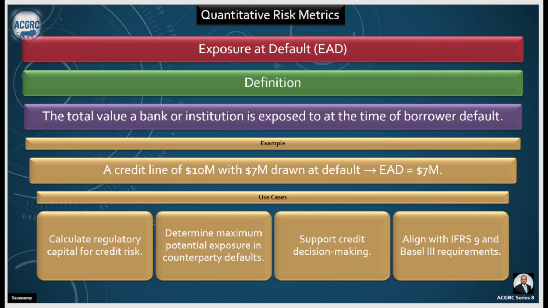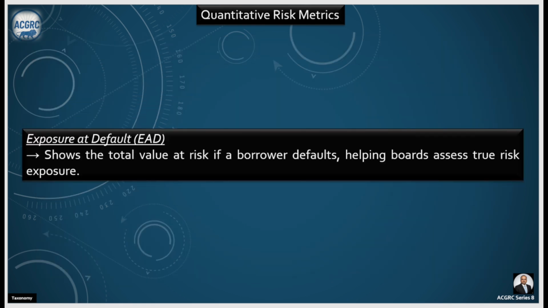So EAD is used to calculate regulatory capital for credit risk, could be used to determine maximum potential exposure in counterparty defaults, could be used to support credit decision making, or align with IFRS 9 and Basel III requirements. So EAD shows the total value at risk if a borrower defaults, helping the board assess the true risk exposure.